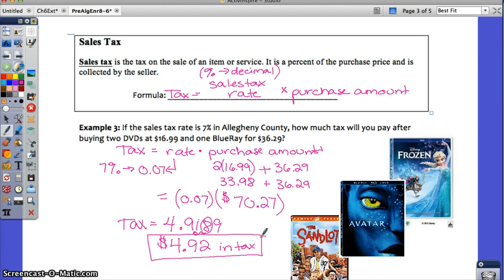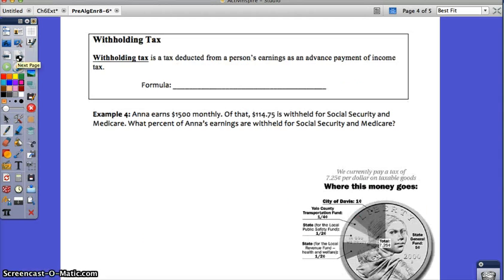And now you would have to add that tax to how much the items cost to get the total. So always remember that. One other type of tax that we see is withholding tax. And when you grow up, when you get a job, some of the money will be withheld from your paycheck to pay for taxes. We pay an income tax, we pay a Social Security tax, we pay different taxes that help our world. So withholding tax is a tax deducted from a person's earnings as an advance payment of income tax.